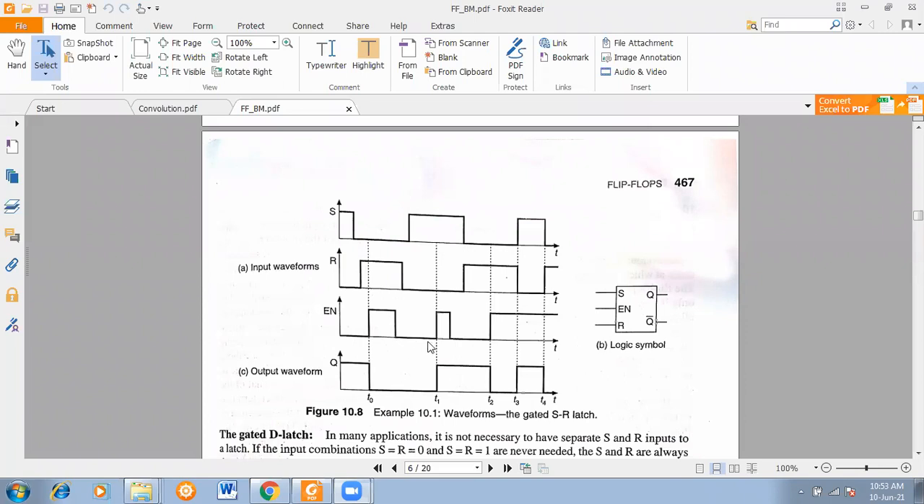Again, the clock is present here. In this stage, we'll see what the input conditions are. Here it is 1, here it is 0. So now S is equal to 1, R is equal to 0, clock is present. So the output will change from 0 to 1, because S is equal to 1, R is equal to 0. So what should the Q output be? Q output will be 1. See, here Q became 1. It will continue until the second clock is there.